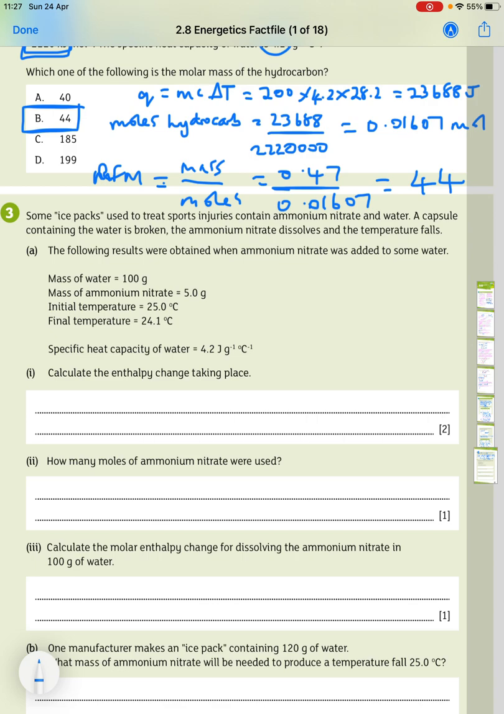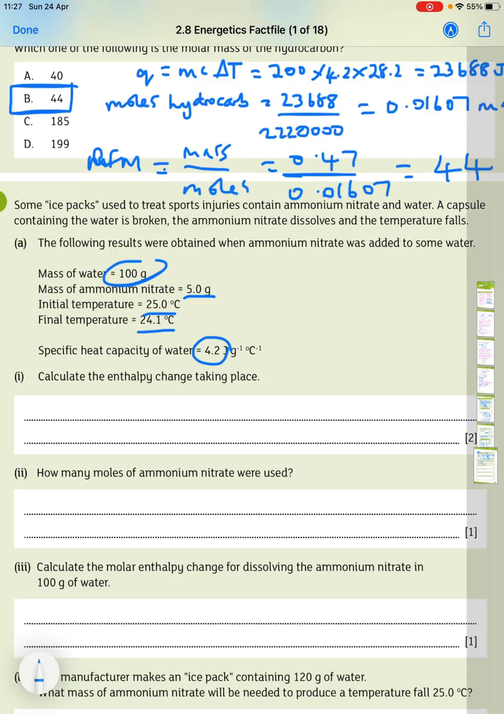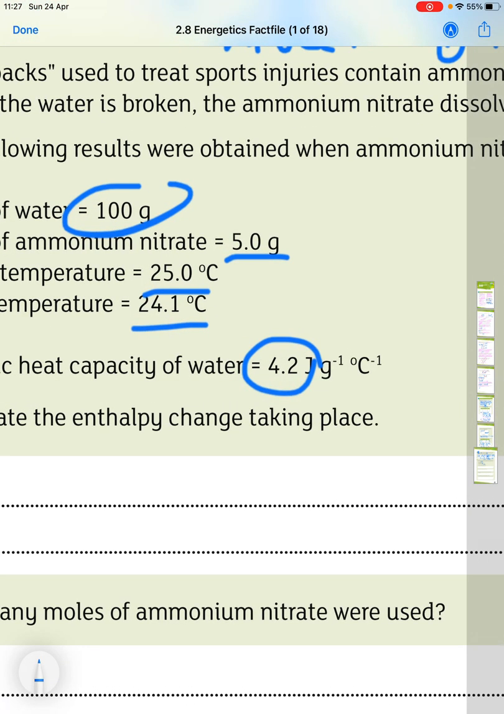Number 3, some ice packs used to treat sports injuries contain ammonium nitrate and water. A capsule containing the water is broken, and the ammonium nitrate dissolves and the temperature falls. So the following results were obtained when ammonium nitrate was added to some water. The mass of the water is 100 grams, the ammonium nitrate 5 grams, the initial temperature 25, and the final temperature 24. Specific heat capacity is 4.2. So before I do anything else, I would see that we're going to need to work out the temperature change, delta T, and it's going down by 0.9 degrees.